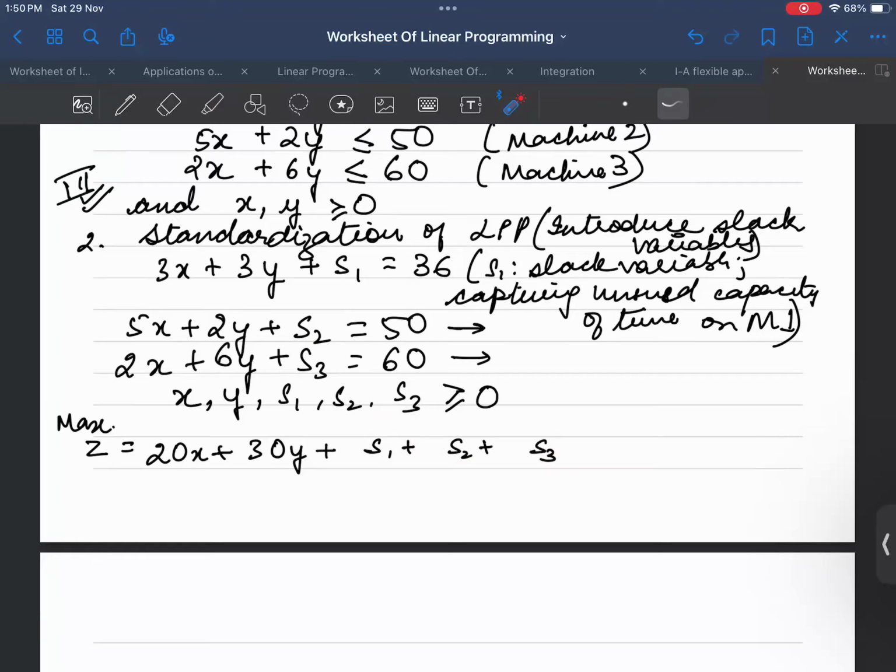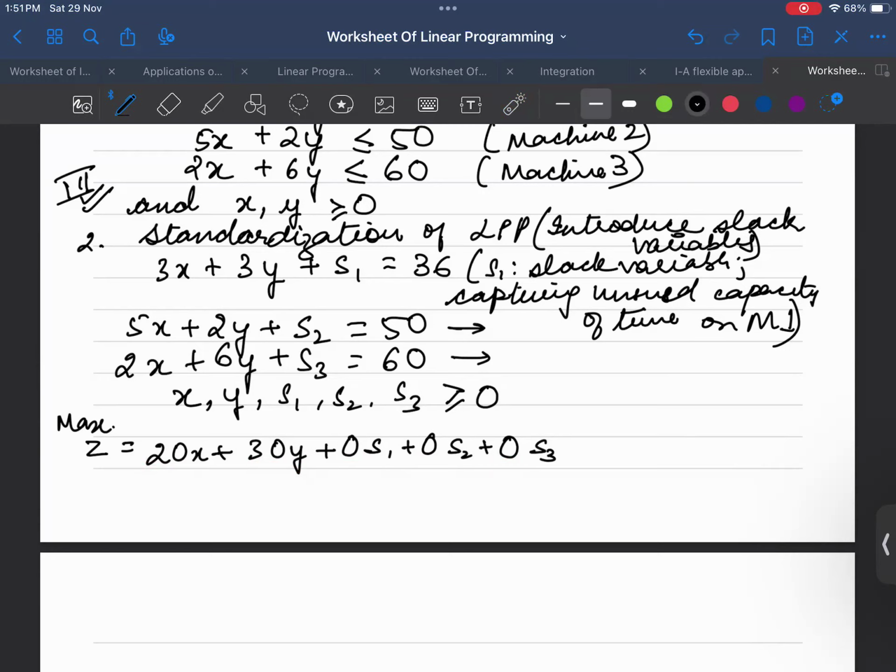Whenever we add slack variables or surplus variables, we presume that unused resources have no cost, and as such they do not affect the profit. If there is no cost incurred, then no profit impact. Thus, the coefficient assigned to them will be zero. So in the objective function, whenever we use the slack or surplus variables, we give them the coefficient 0. For x and y the coefficients are already there, 20 and 30, and here 0, 0, and 0. I think it's clear.